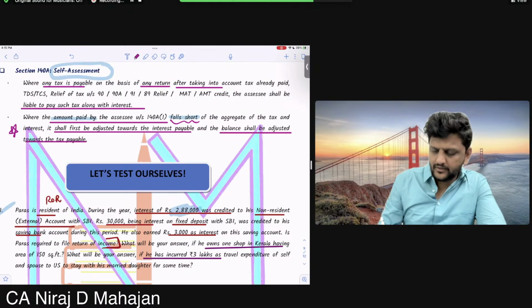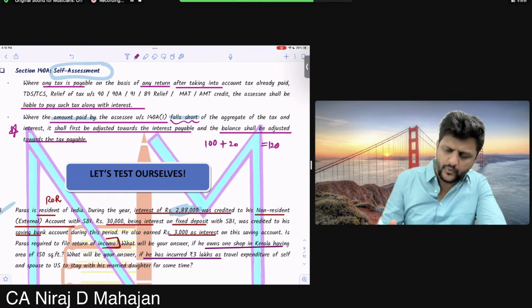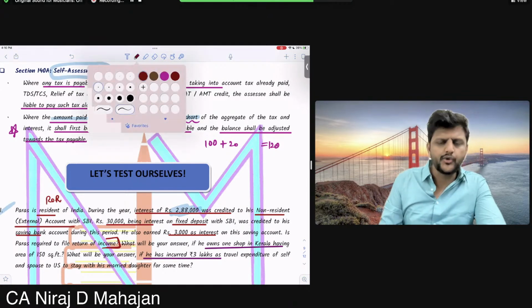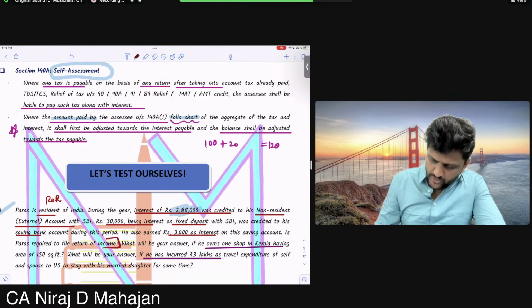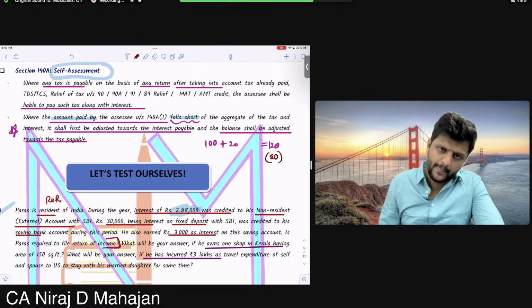Means, let us say, 100 rupees is the tax, okay, basic. Plus, bachcho, 20 rupees is the interest levied, already it is applicable, so to be paid 120. You did not pay 120. You paid 80. Okay. This 80 will be adjusted toward what first?